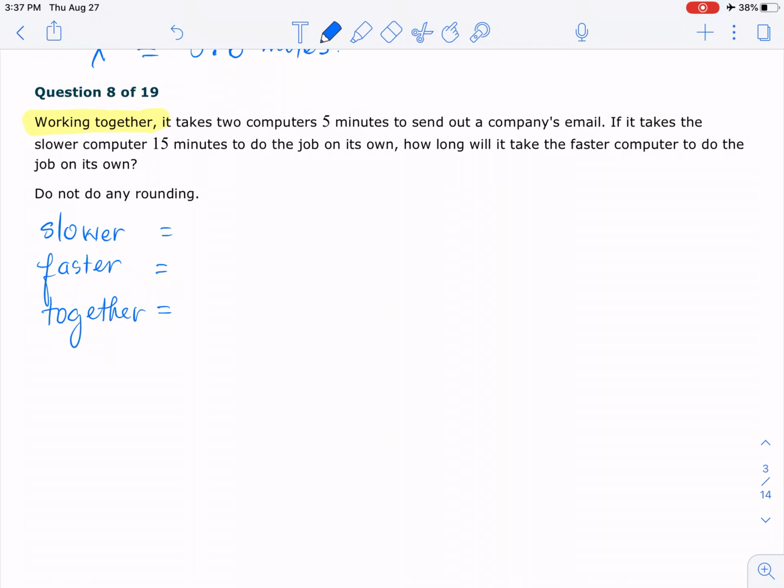Now, it takes the slower computer 15 minutes to do the job. That means the rate of the slower is going to be 1 over 15. How long will it take the faster to do the job on its own? We don't know, so it's going to be 1 over x. Together, it takes two computers 5 minutes, so it's 1 over 5. So that's going to be the rate.